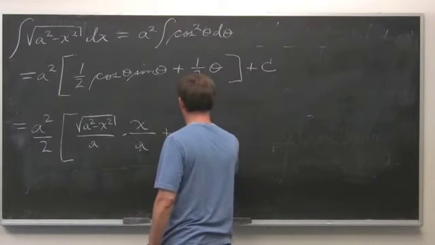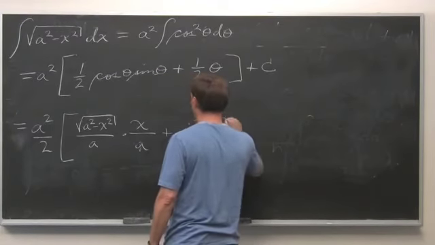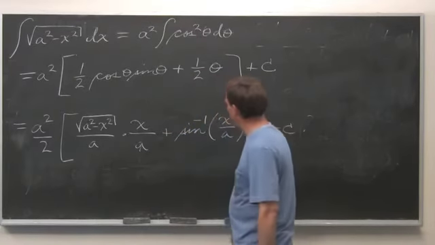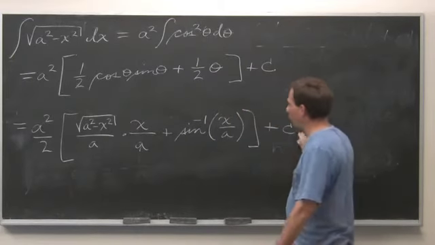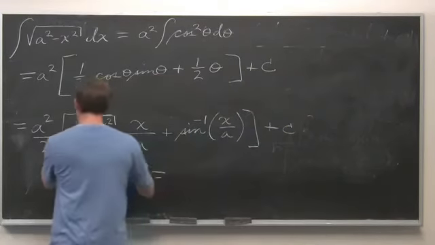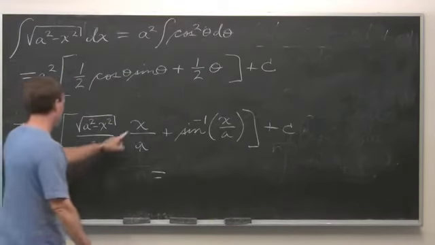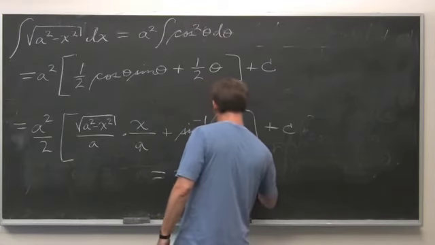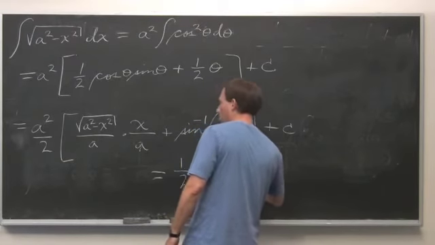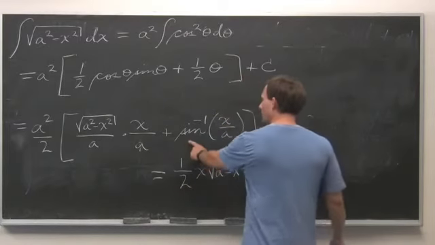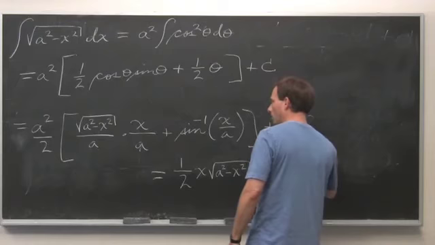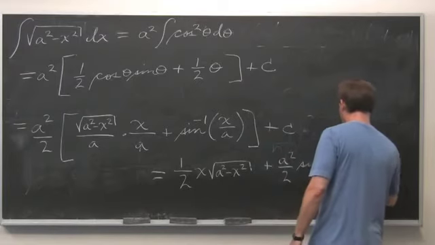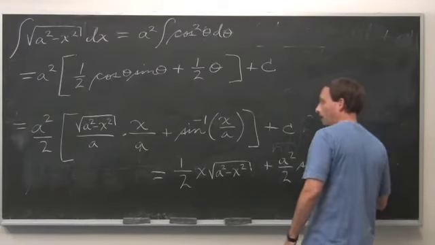Theta is the inverse sine of x over a plus a constant. This is what you get. You can neaten this up quite a bit if you want. Because there's an a squared in this denominator that would cancel with this, I'll put the x out in front, so you could write this more neatly as 1/2 x times the square root of a squared minus x squared, and then plus this remaining part, so plus a squared over 2 times the inverse sine of x over a plus a constant. And that's what we get.